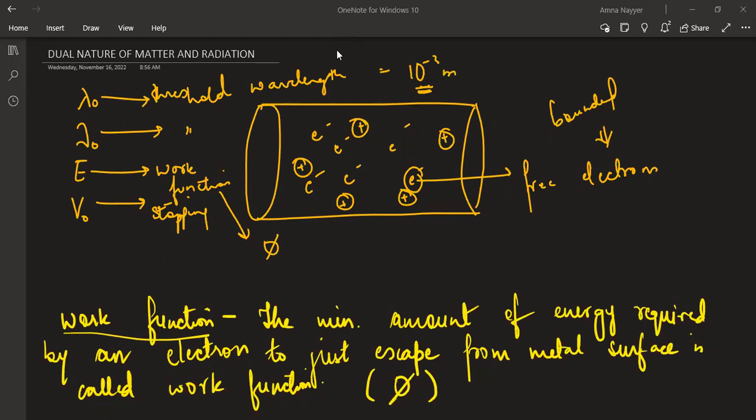So, what I was saying: metal surface is there. Metal surface is having electrons. Metal surface is having positive ions. All right. So these electrons, which we call the free electrons, can be made free. These electrons can be made free by 4 methods. These 4 methods, all of us have discussed.